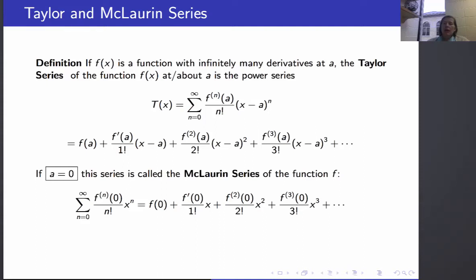Here we're going to define something called a Taylor series of a function at a. And before we can define this, we must assume that f has infinitely many derivatives at a. In other words, it's infinitely smooth at a. If that happens, then the Taylor series of the function is given by T(x) equals the sum from 0 to infinity of the nth derivative at a over n factorial times (x minus a) to the n.